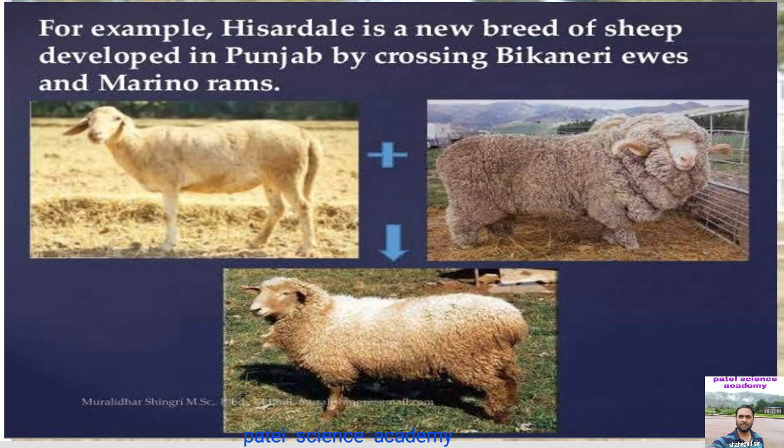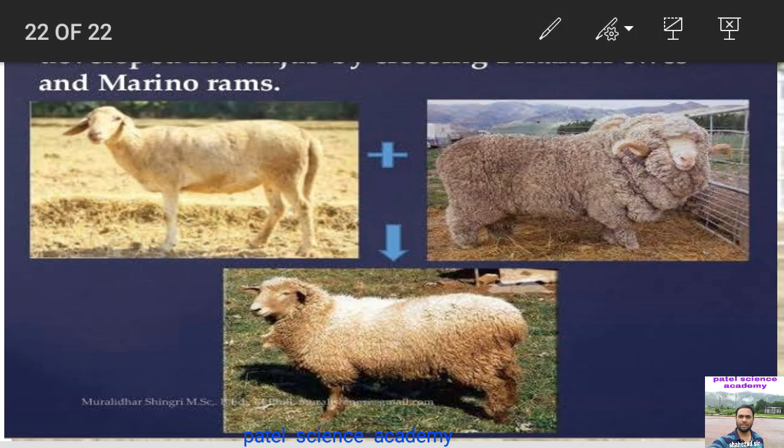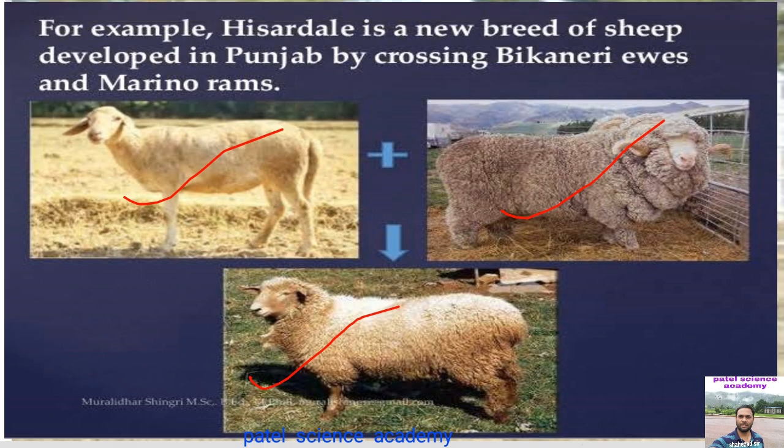For example, Hisardale is a new breed of sheep developed in Punjab by crossing the Bikaneri ewes and the Merino rams. So you can see here this outcross by these two different breeds. So this is Hisardale, a new breed of sheep developed in Punjab by crossing the Bikaneri ewes and the Merino rams.